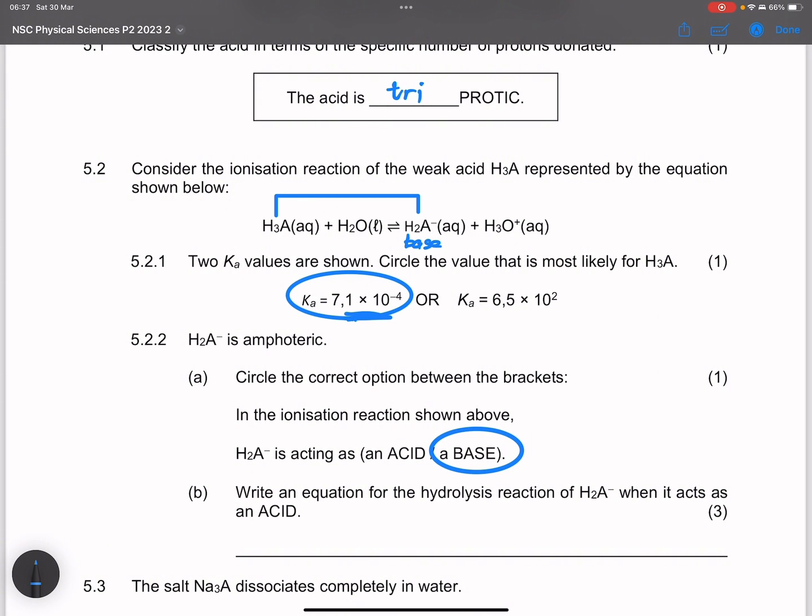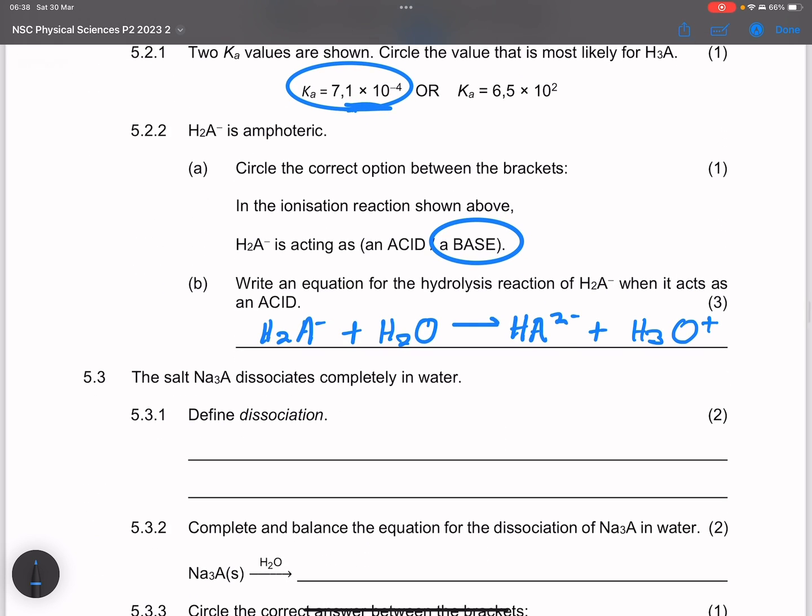The next question, they say, write an equation for the hydrolysis reaction of H2A minus when it acts as an acid. Now, what are we going to do? We're going to take that reaction, H2A minus, and we are now going to react it with water, H2O. So it's going to give away a proton when it acts as an acid. So it's going to be HA 2 minus, remember, it has lost 2 protons now, plus H3O plus. So that's how it's going to go.